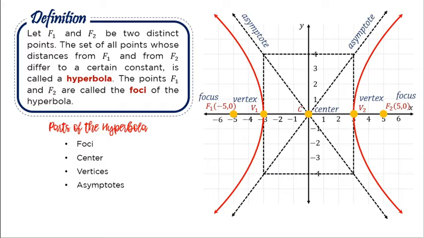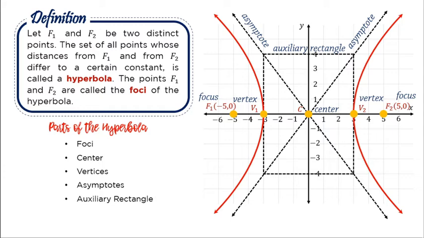Okay, this is what we call the auxiliary rectangle. This is very important in graphing hyperbolas because the auxiliary rectangle will determine the asymptotes of this hyperbola. So we will just connect the corners of the auxiliary rectangle, or the diagonals. We will take the diagonals and extend them. Then we will now have the asymptotes.